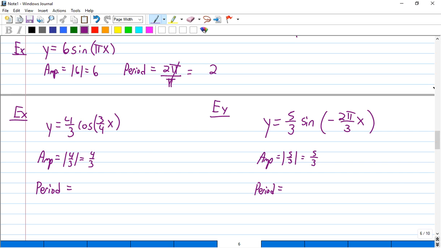All right, so the first problem should be pretty straightforward. The second one's kind of tricky. So if you're working on the second one, you might want to hold off on that. The first one, let's see, that's going to be 2 pi divided by 3/4. So flip and multiply and you get what? 8 pi over 3. So 8 over 3 times pi, or 8 pi over 3.